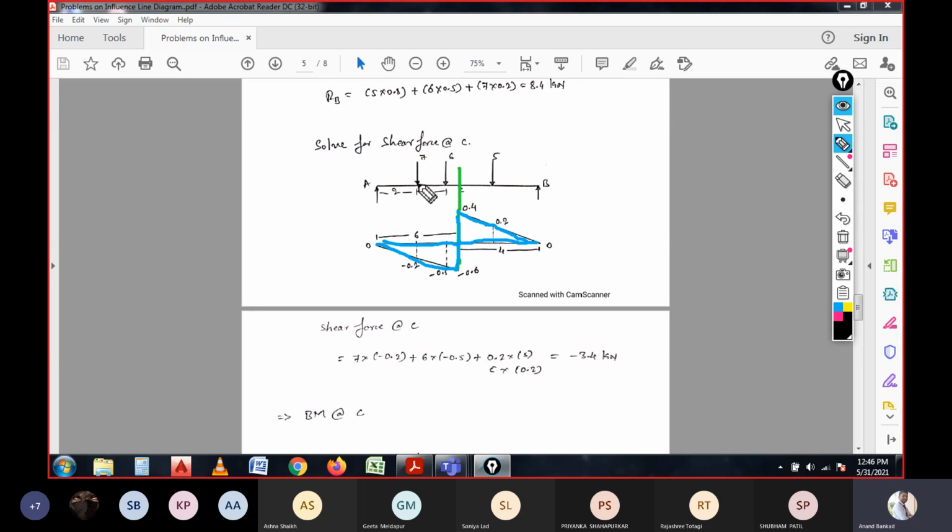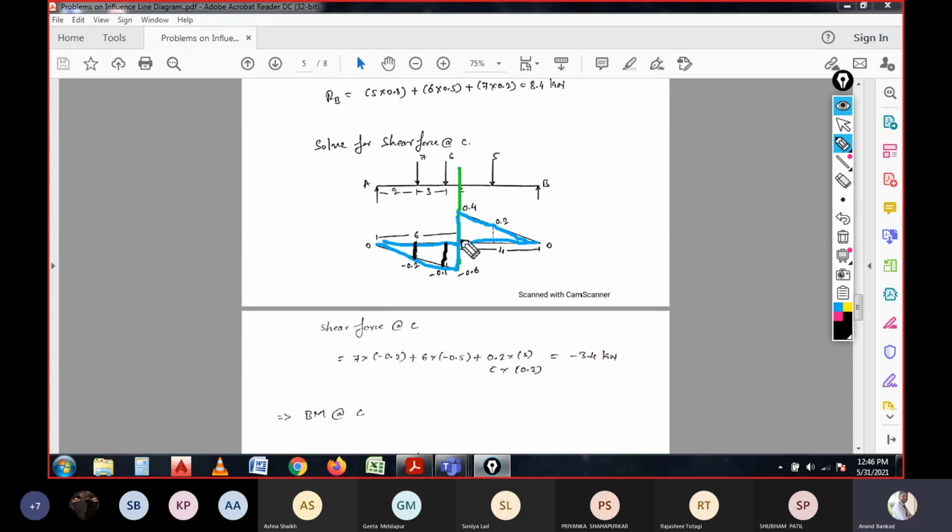So how do you consider this 7 kilonewton force, the point which needs to be extended over here, and again this 6 kilonewton which needs to be extended over here? Again, if you want to calculate the coefficient for this, how do you calculate? At the same time, the similar triangle needs to be considered.